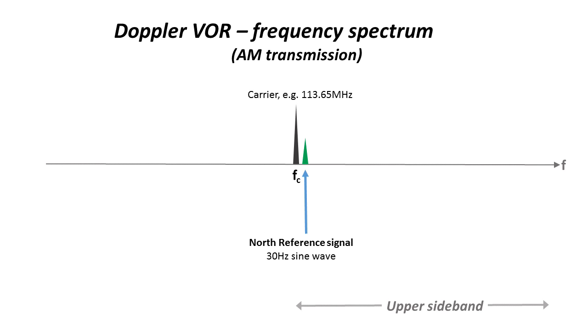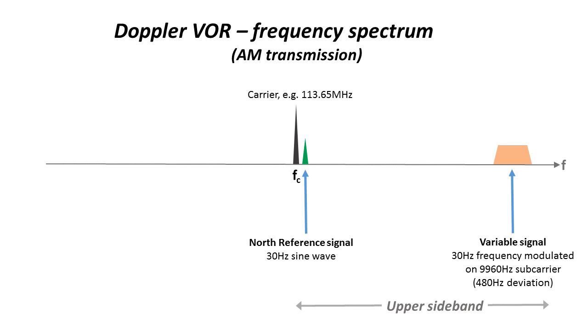Next, there is the 30 Hz sideband, which provides the north reference signal. The 9960 Hz subcarrier carries the variable signal as a space-modulated FM sine wave, also of 30 Hz modulation, with a deviation of plus or minus 480 Hz.